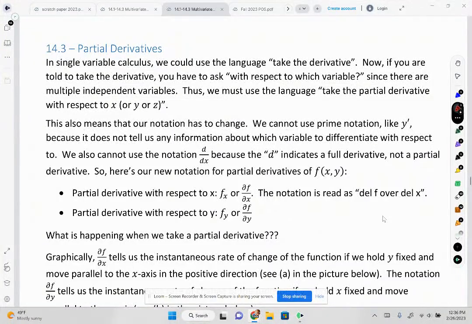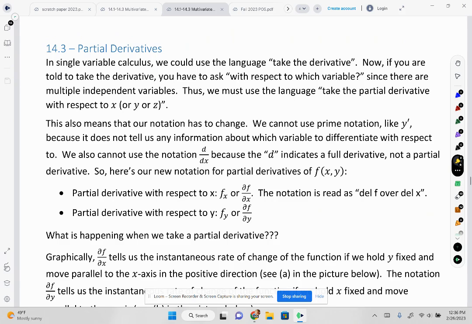Hello, today we're going to talk about partial derivatives from section 14.3, and we have to learn what it means to take a derivative when we're using a multivariate function. So in single variable calculus, we could just say take the derivative, and once you know how to do that, it's not a big deal because it's usually y equals some function of x, and you're just taking the derivative with respect to x.